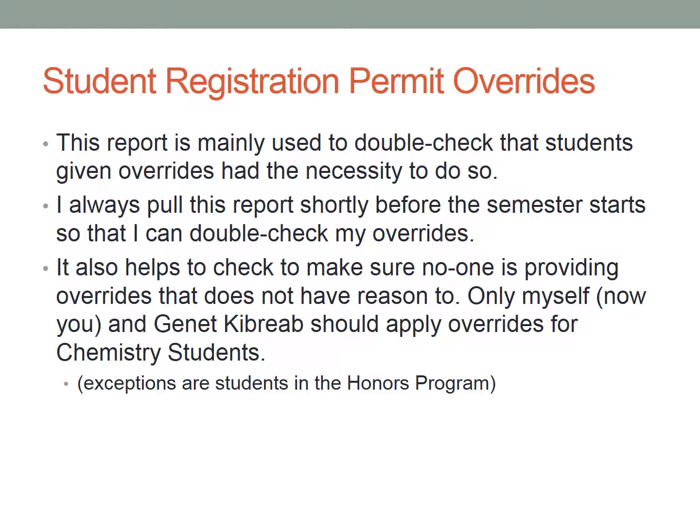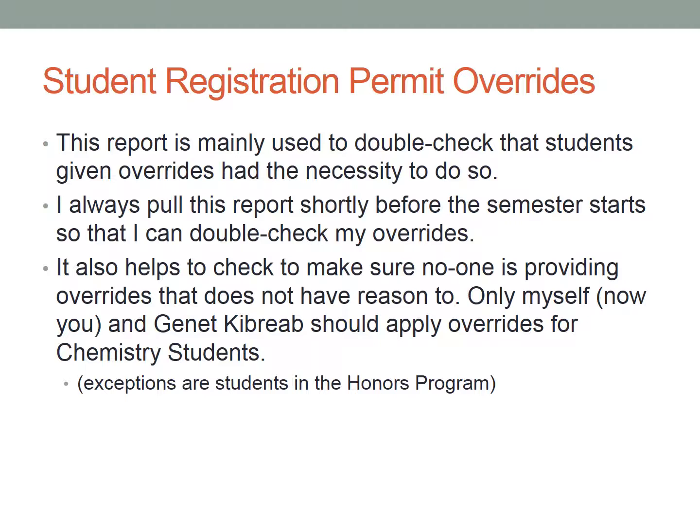Okay, so student registration permit overrides. So this is the last one. So this report is mainly used to double check that students given overrides have the necessity to do so. So some of them will be transfer students. Some of them won't have their credentials in the system yet. So those it won't be so helpful for, but for the most part it's students uncoupling the lecture and lab co-requisites. So it will be very helpful just to double check that you've given those.